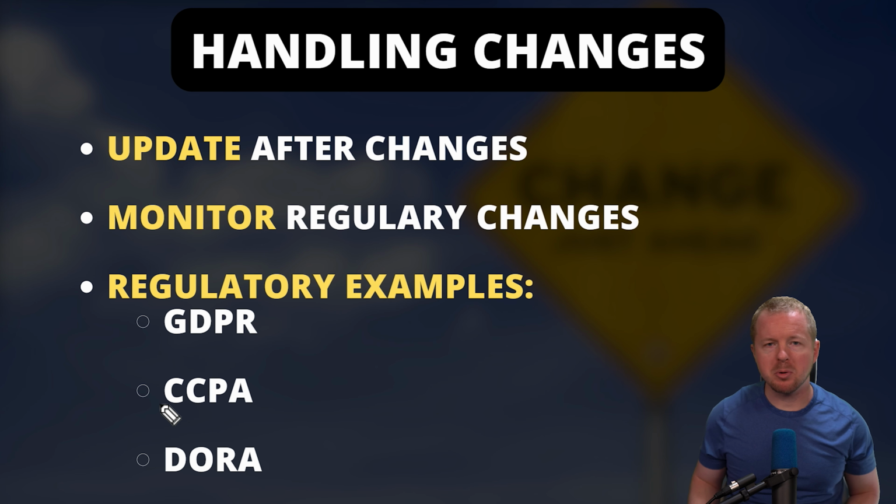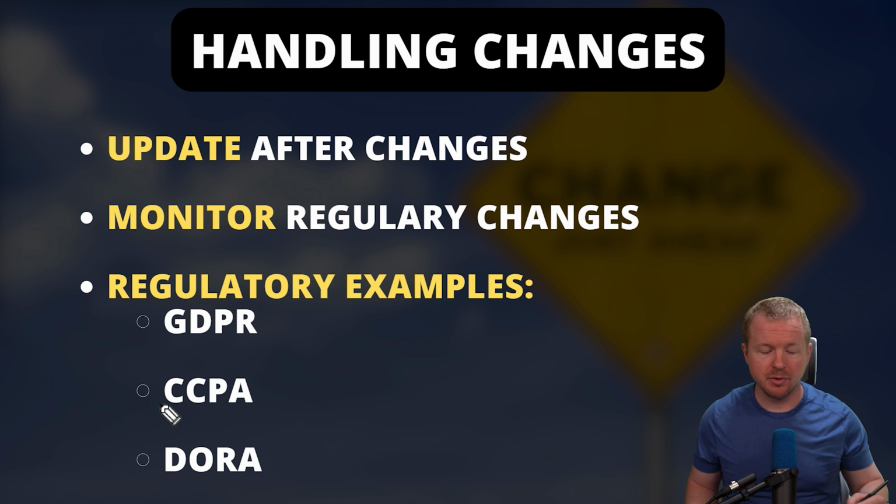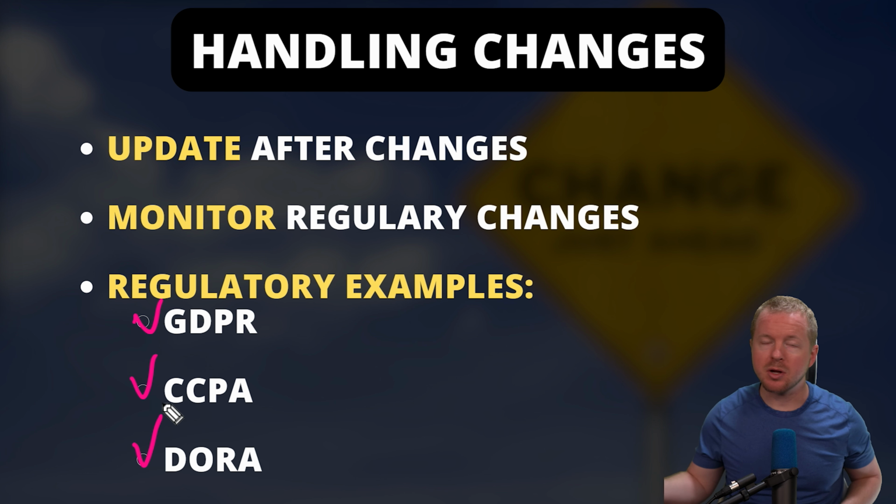You have to stay informed about regulatory changes that impact your business or industry. So things like GDPR, CCPA, DORA. There's all kinds of different ones out there that could impact you. Also, if business processes change or new technology is implemented, you have to make sure your policies are updated, or at least that they're current with what you have implemented.